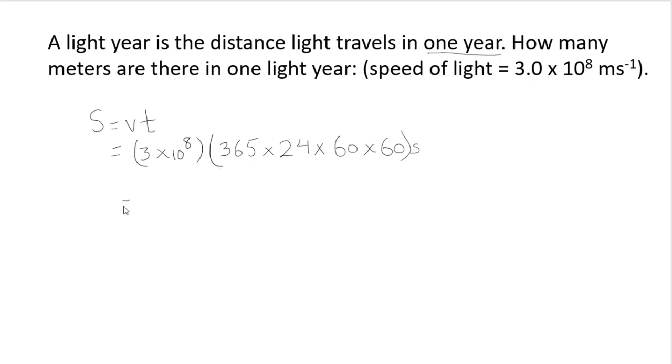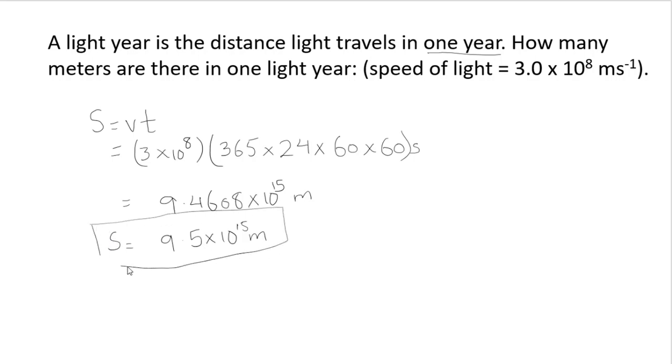So if I multiply all these quantities, then I get 9.4608 × 10¹⁵ meters, or 9.5 × 10¹⁵ meters. So it means this distance is traveled by light in 1 year.